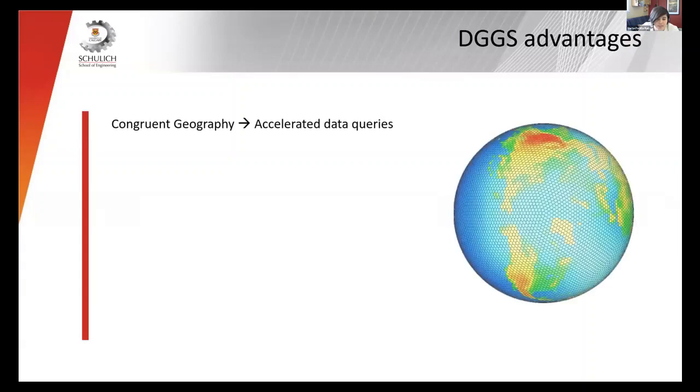So to summarize the advantages of DGGS, cell locations are fixed at a certain resolution level. So the spatial data associated with a cell is aligned. And this is what we call congruent geography that allows for accelerated data queries since the data is already aligned. The cells are equal area, the same resolution. So each cell has the same probability to contribute to a spatial analysis.